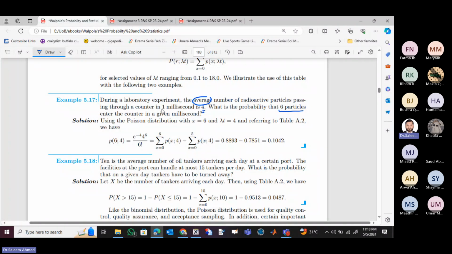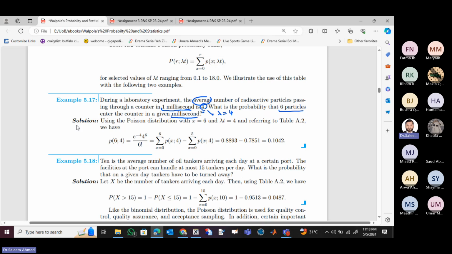So see, this is not changing. They give you for 1 millisecond lambda is 4, and they are asking you the same 1 millisecond. So lambda does not change. Let's say if they give you the average in 1 millisecond, but they ask what is the probability in the next 5 milliseconds, then my time is changed to 5. So my new lambda will become lambda times time, which is 4 times 5, which is 20.